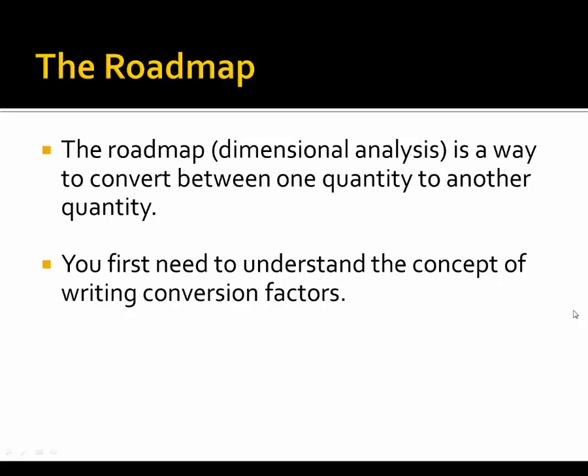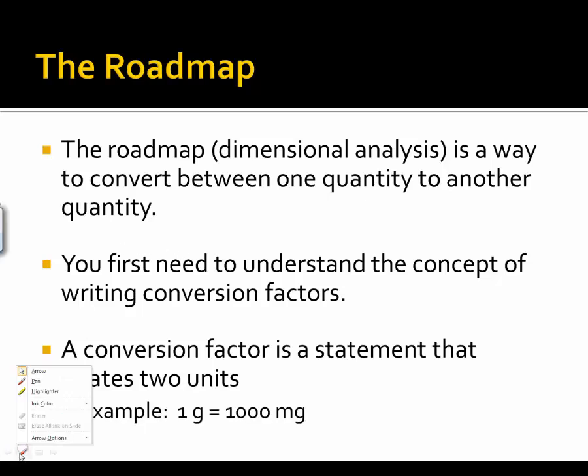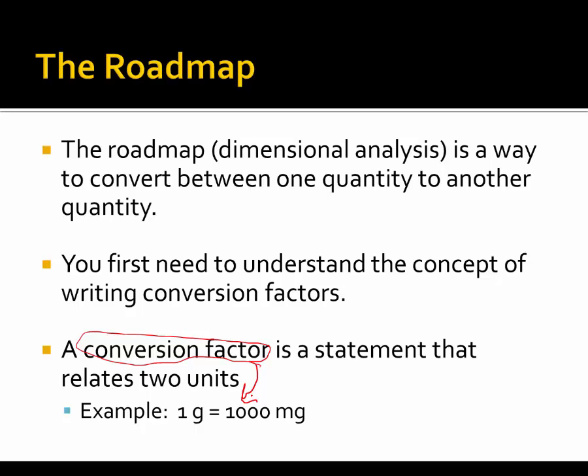But before you start using dimensional analysis, you first need to understand the concept of writing a conversion factor and what exactly a conversion factor is, right? So that's going to be a key word there for you guys, conversion factor. So a conversion factor is something like this. 1 gram is equal to 1,000 milligrams. Or you can also say it backwards, 1,000 milligrams is equal to 1 gram.